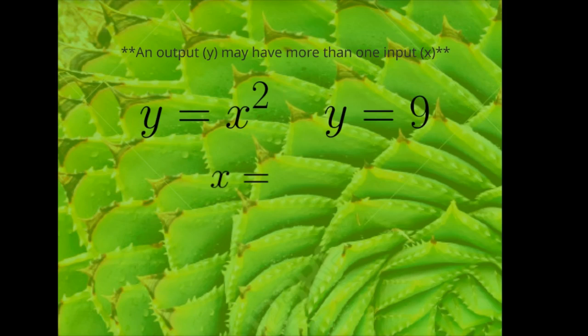However, an output may have more than one input. So let's look at this example up here. If I have the function y equals x squared, what values can I input to x to get 9 out as my answer? If you answered 3 and -3, you're correct. If you forgot about the -3, that's okay, but it's just something to note that two different inputs can have the same output. That's okay. So I can have the ordered pair 3, 9 and -3, 9, and it would still be a function.